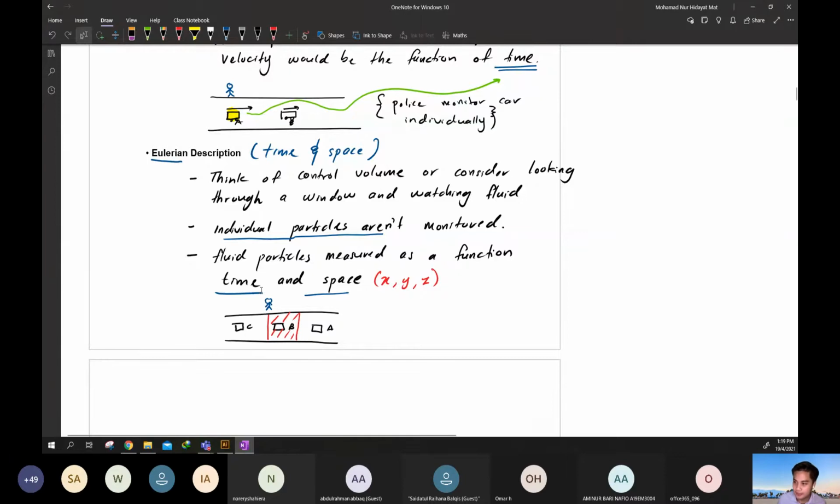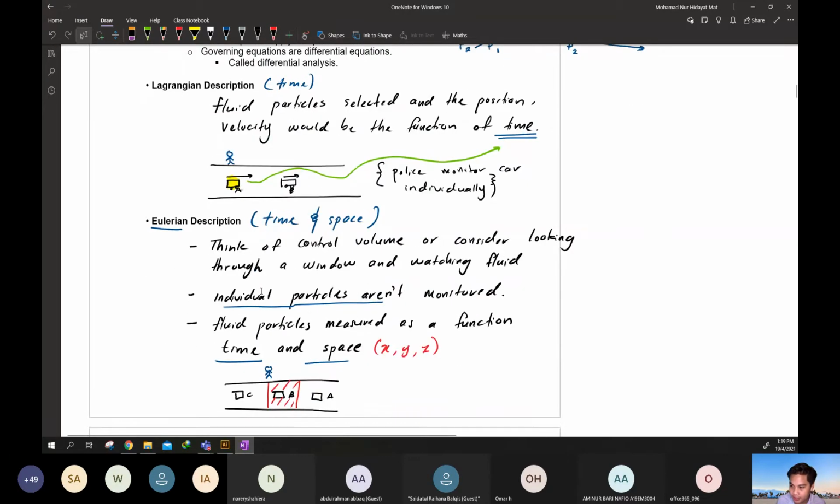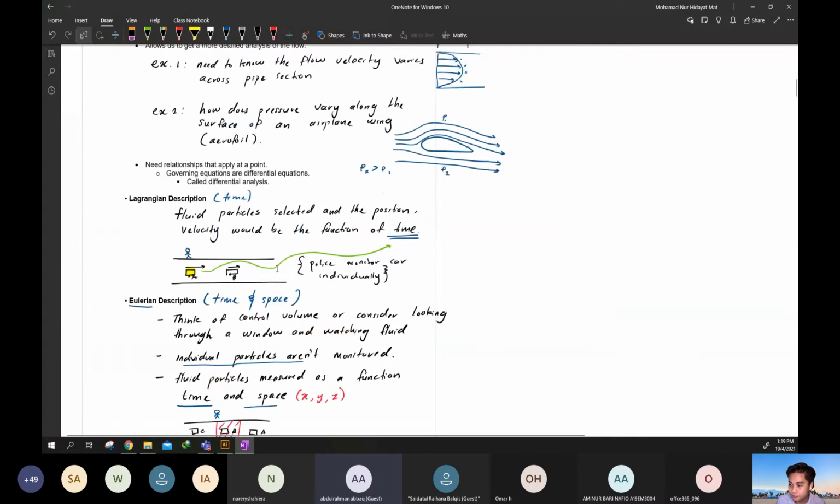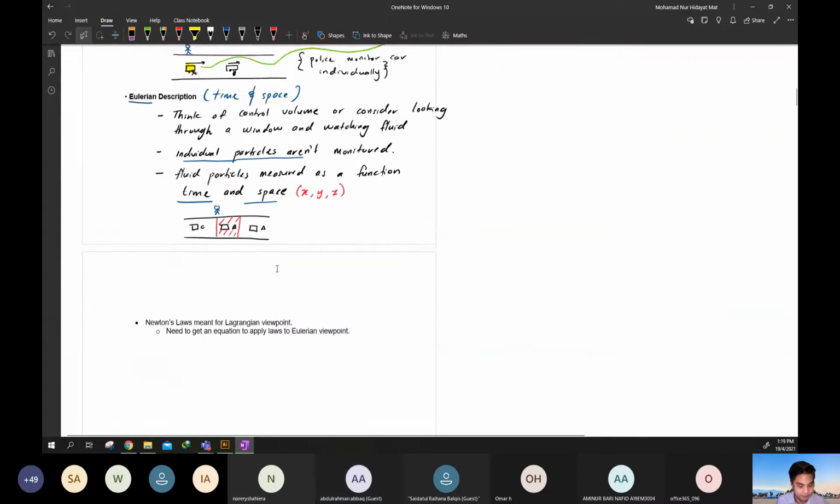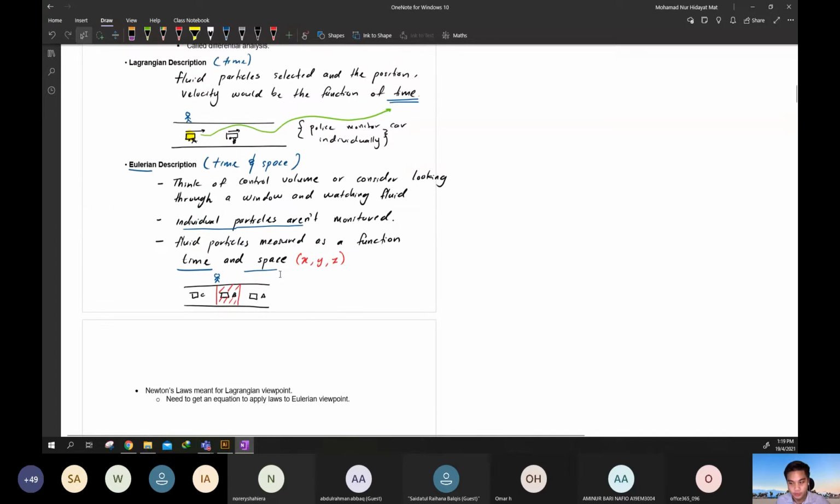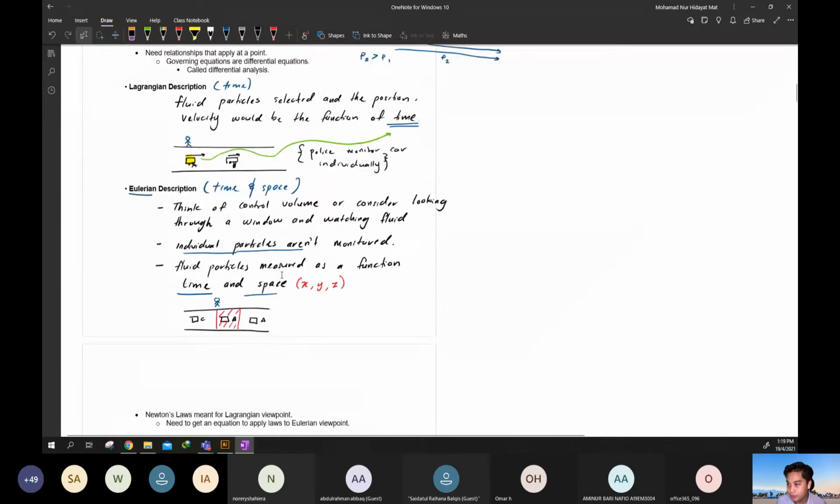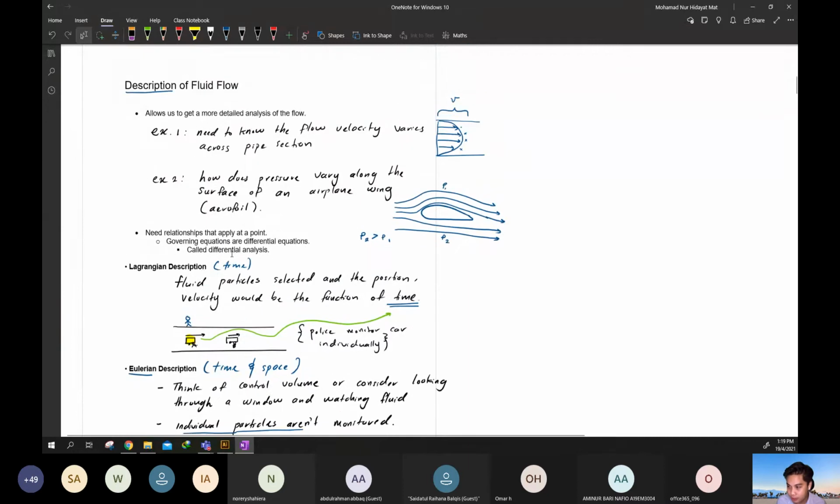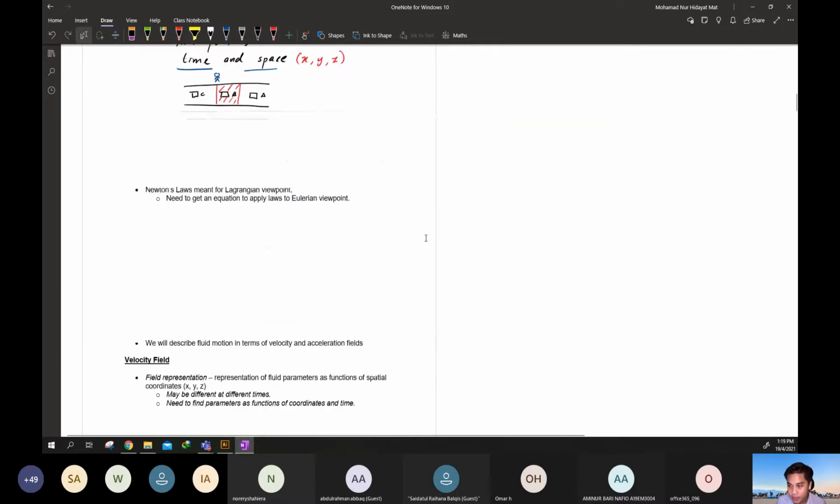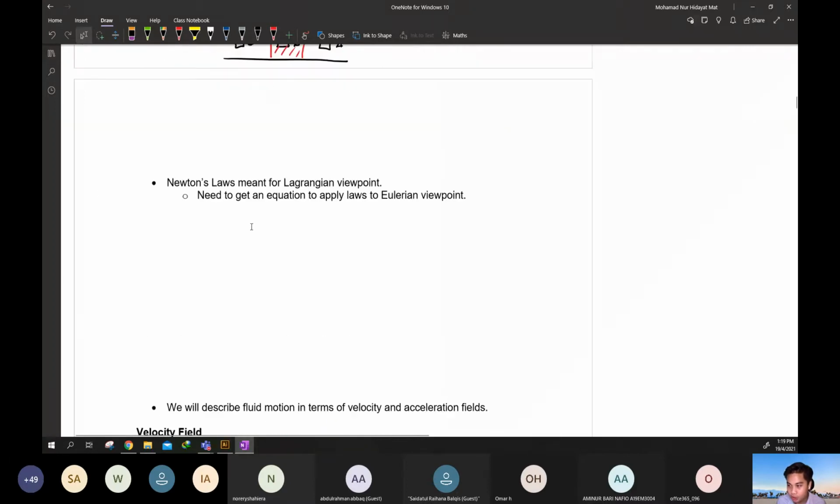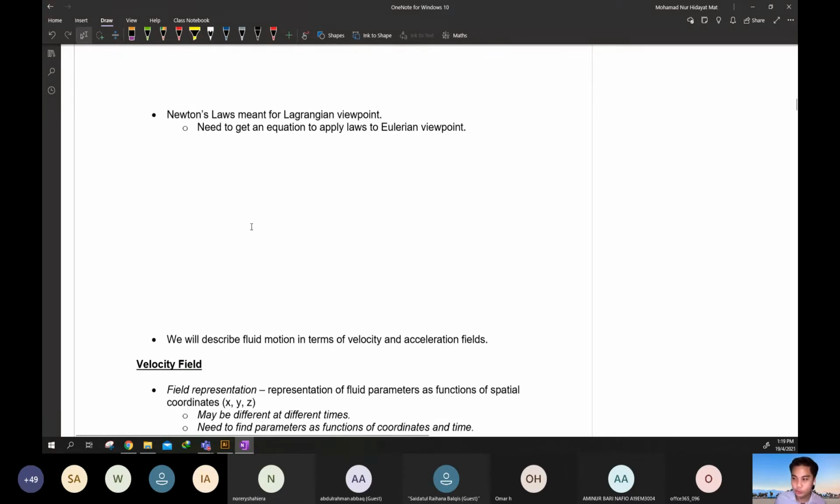So far, do you understand the concepts of Lagrangian and Eulerian? Yes, doctor. Okay, good. Normally, this is the description. However, remember we need to relate to the governing equation in order to know the details of this velocity 1, pressure 1 or pressure 2. That is why we are going to relate to Newton's law for the Lagrangian viewpoint.